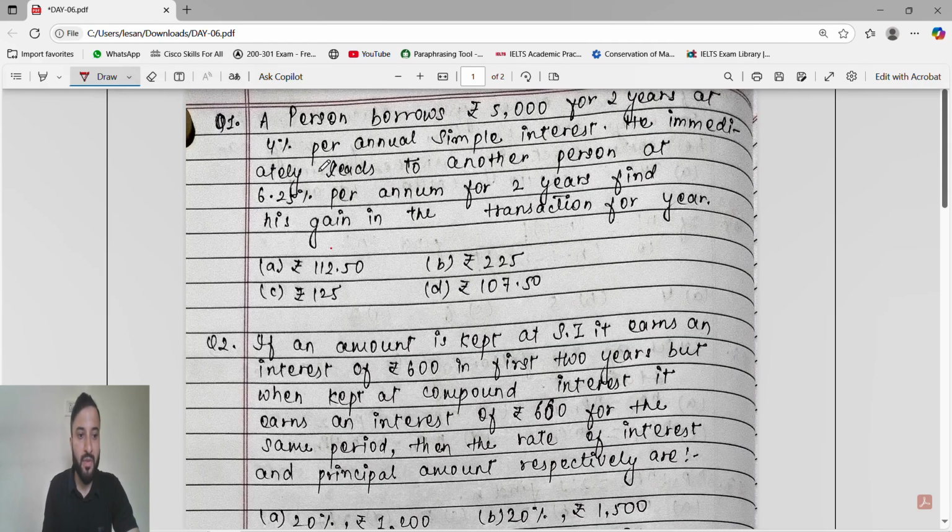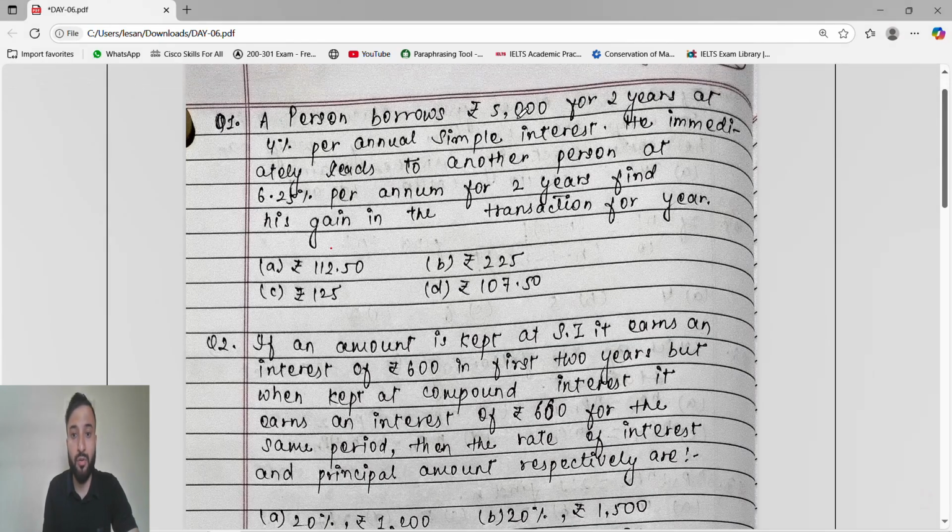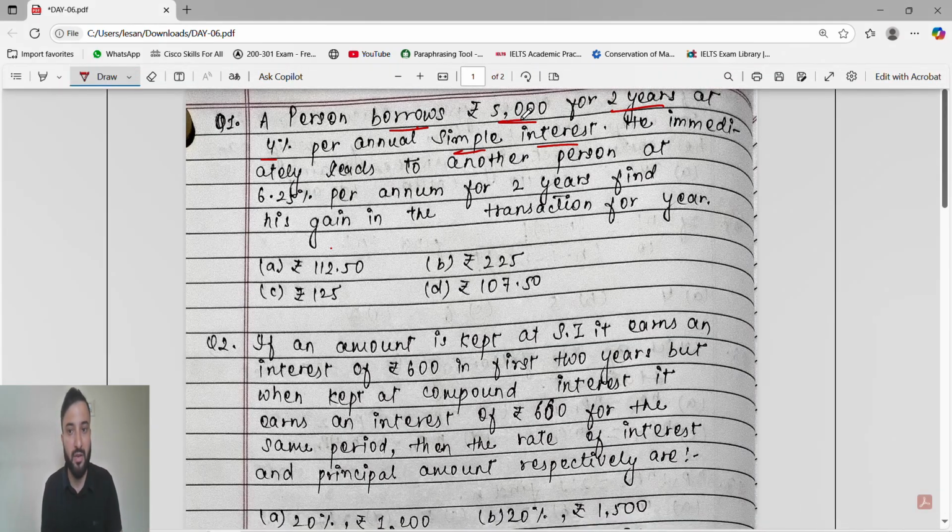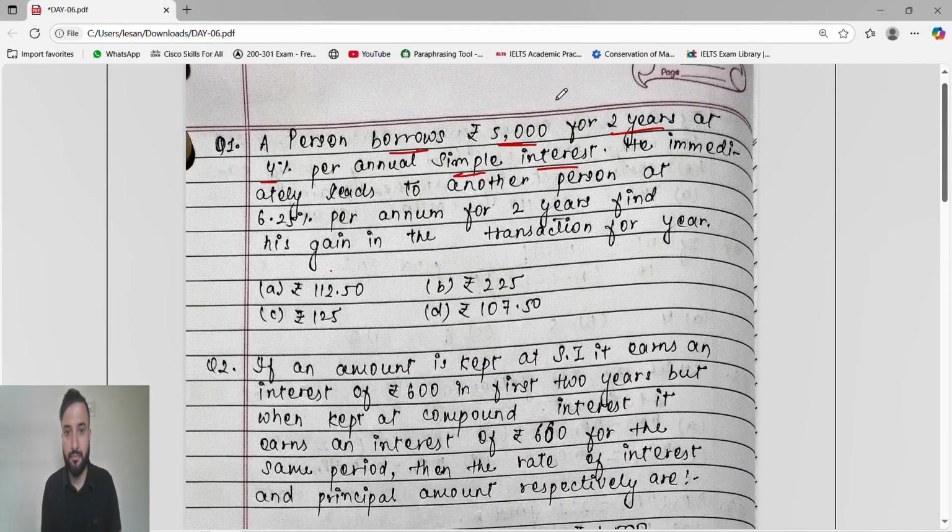They said a person borrows 5,000 for 2 years at 4% per annum simple interest. The question is of simple interest because they have given simple interest. The person borrows 5,000 for 2 years at 4%. So 5,000 is the principal, time is given, rate is given, simple interest, right? So we will get the simple interest.